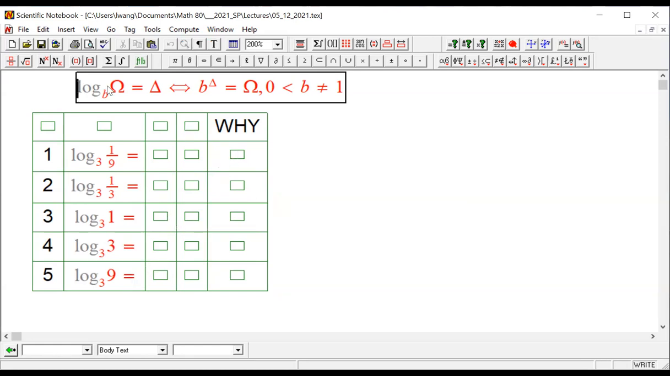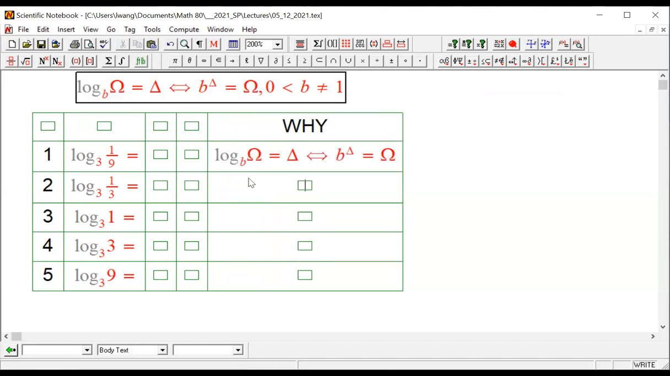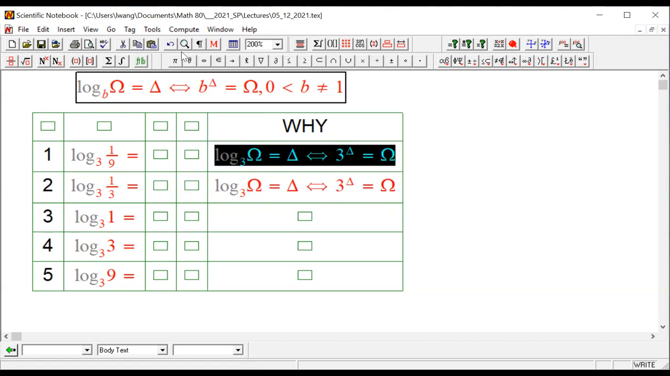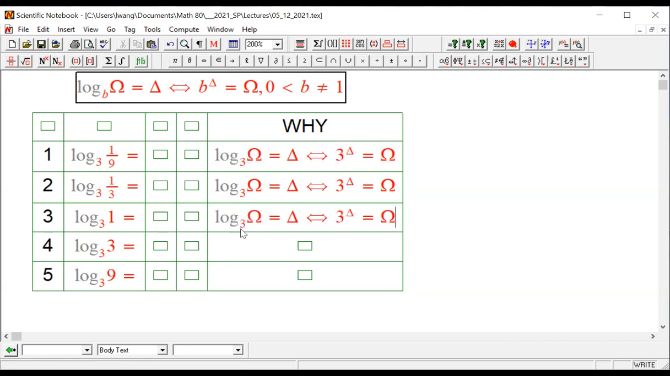And you're gonna work out the why. Of course, the base is 3 now. Got it? Same drill, but different base. Just 5 numbers. Okay, I want you guys to use the definition.